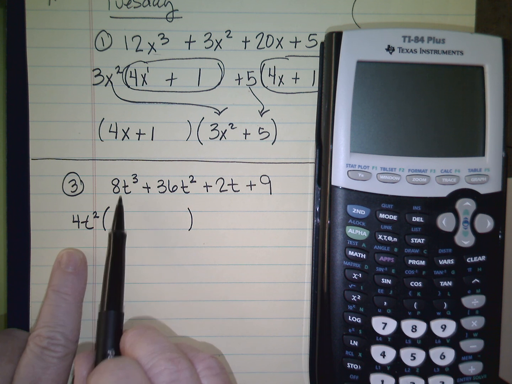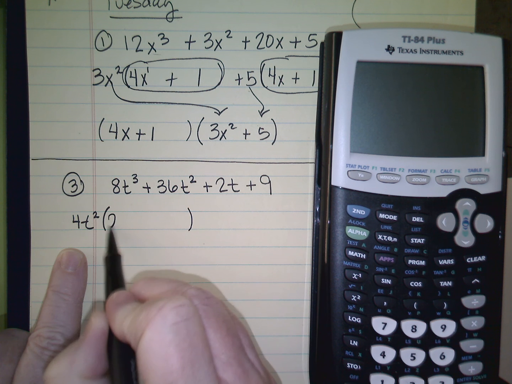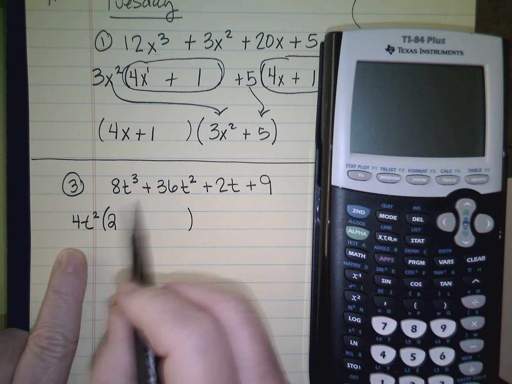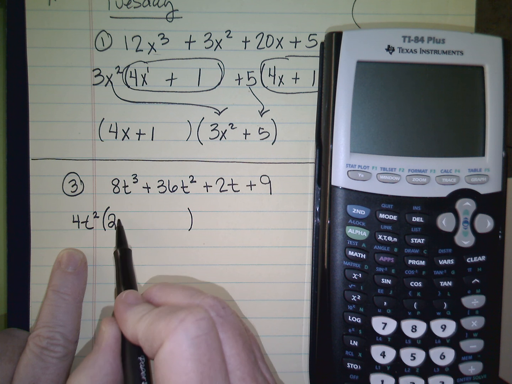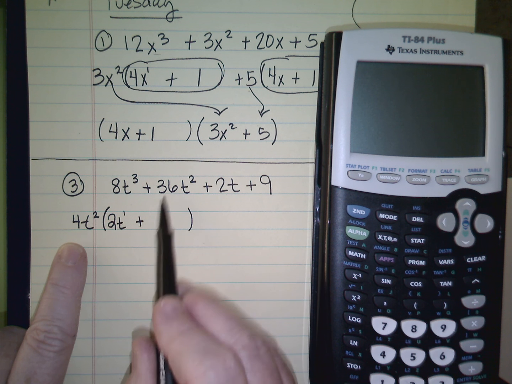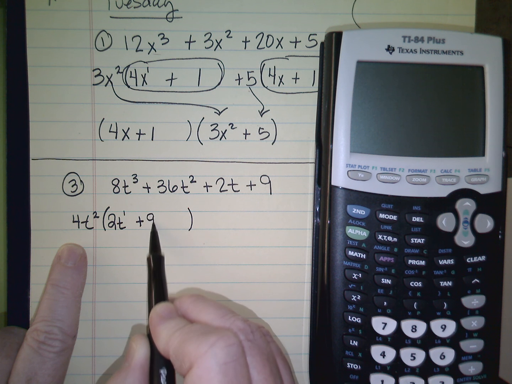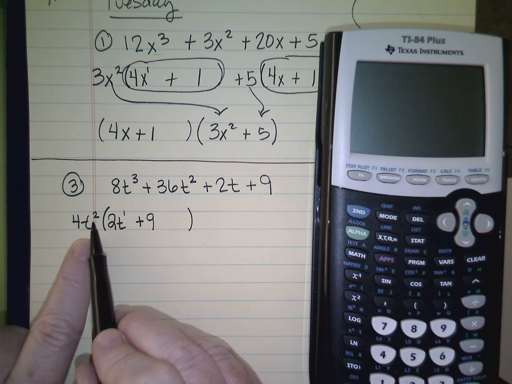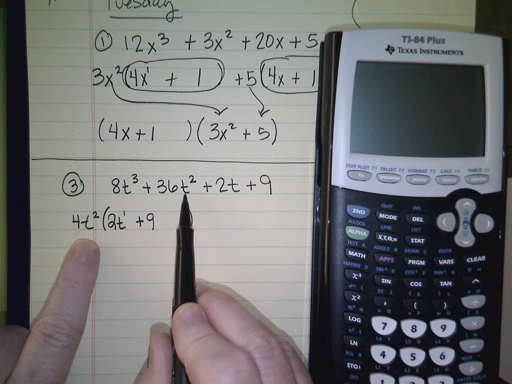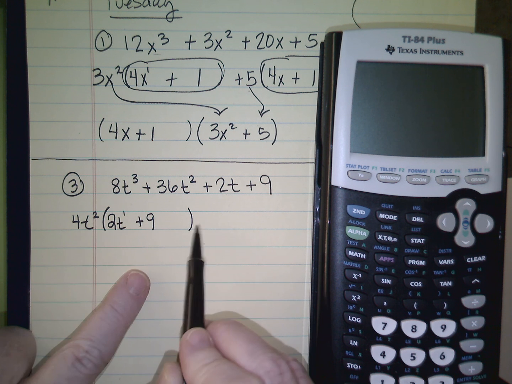So 4 times what gives you 8t cubed? Well, 4 times what gives you 8? 2. I have 2 t's outside, and I ended up with 3 t's, so there must have been how many right here? 1. Okay. 4 times what gives you 36? 4 times 8 is 32. 9. I have 2 t's outside and 2 t's here, so did I pick up any t's on this? No, I did not. Okay.